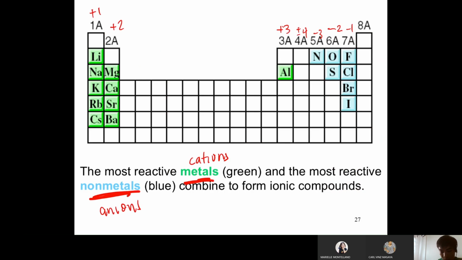Kasi group 2A siya, di ba? Ayun siya, group 2A. Si oxygen, tingin tayo dito sa periodic table.